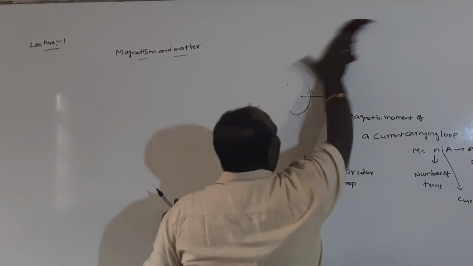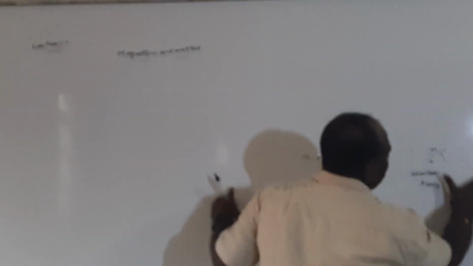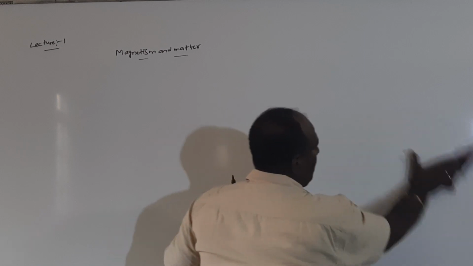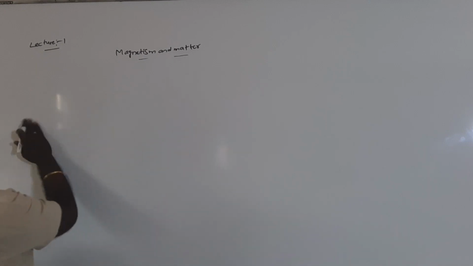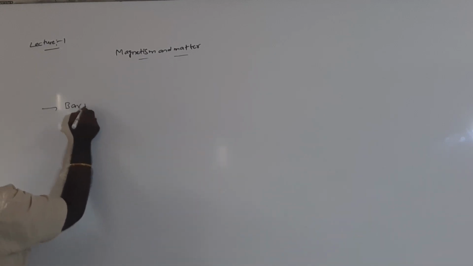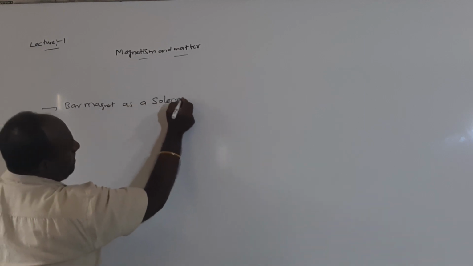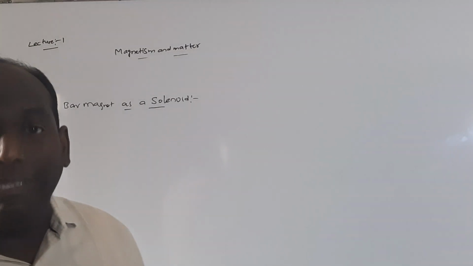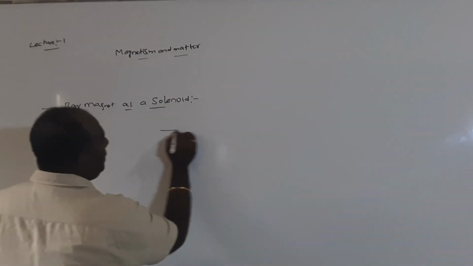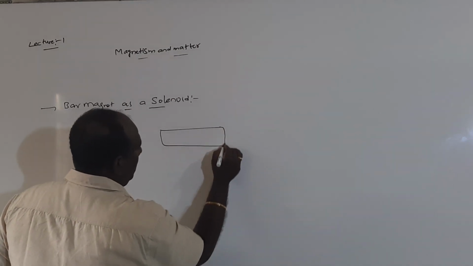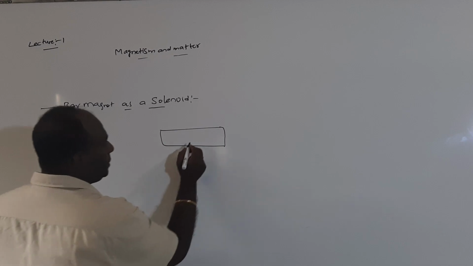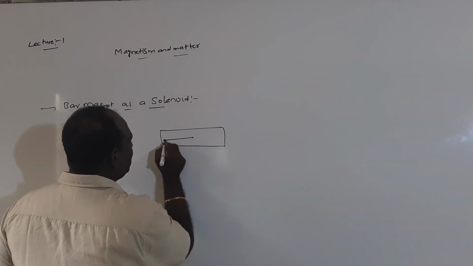Here, the bar magnet as a solenoid: comparison of a bar magnet with a solenoid. If you observe, the magnetic field lines produced by a bar magnet and a solenoid are the same, so we can compare the bar magnet with the solenoid. I am taking a bar magnet whose length is 2L. This is the center. Assume this is the north pole and this is the south pole.